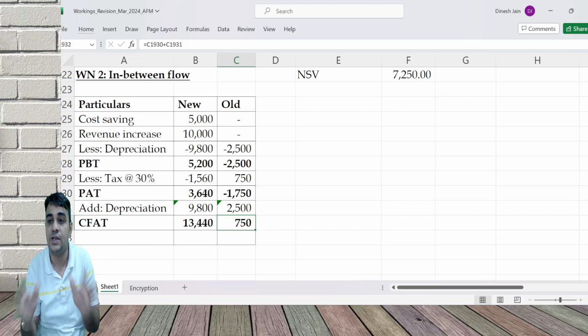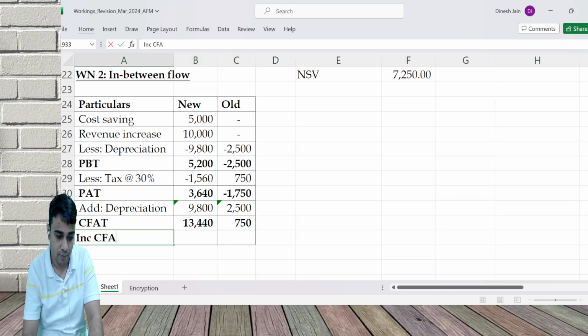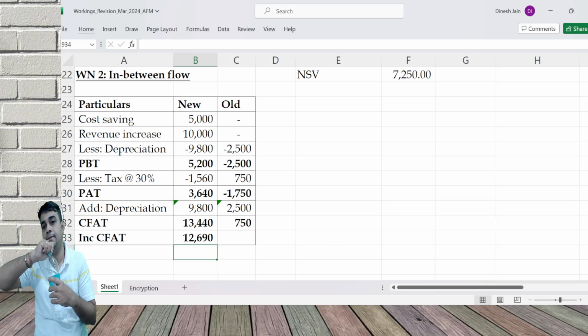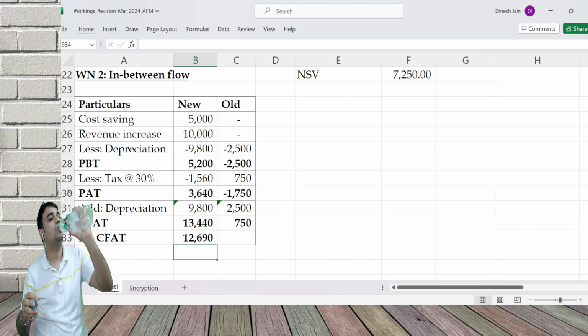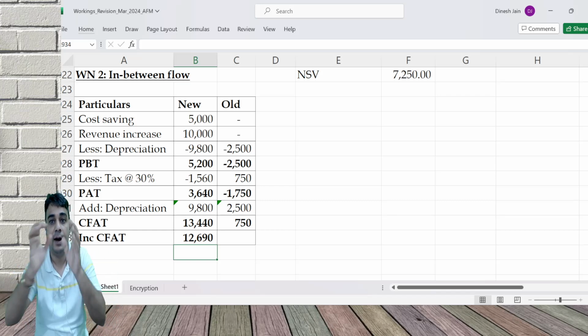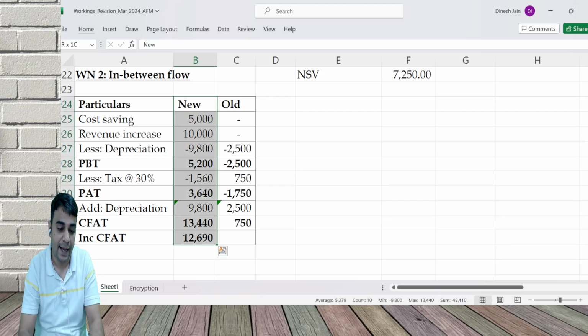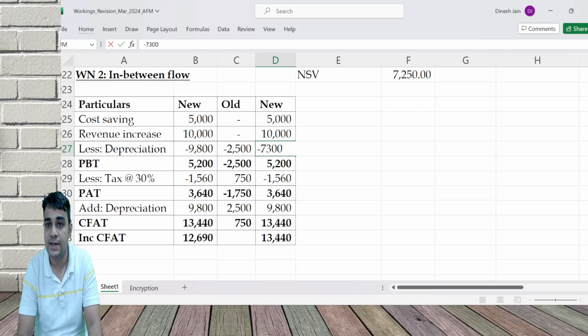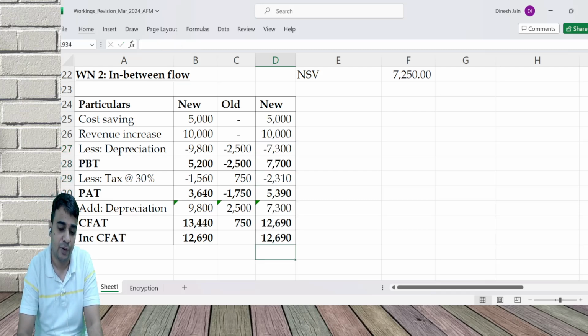What ultimately matters to us is the extra. What is the extra? 13,440 minus... I'll be writing only 12,690. I'll explain again. I do new machine separately, old machine separately, and find out the incremental. Somebody says, no, I'll directly do incremental. That is also okay. What is directly incremental? Cost saving 5,000, revenue increase 10,000, depreciation increases 7,300. Directly you get 12,690.